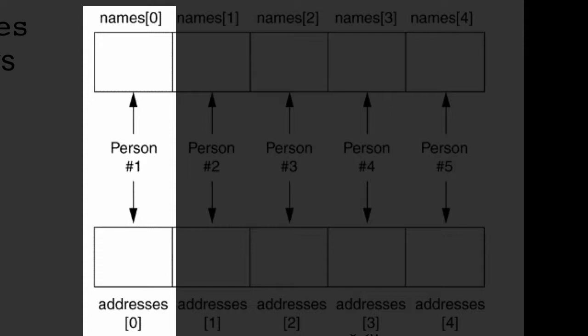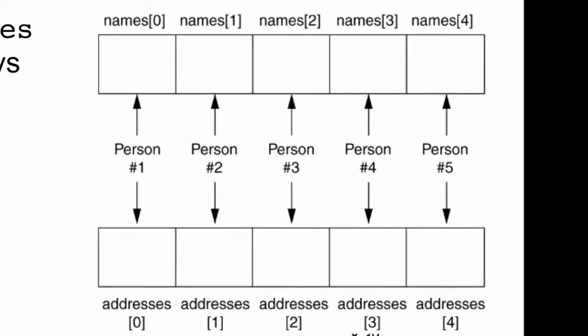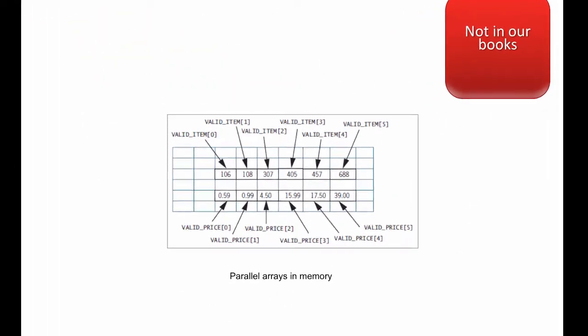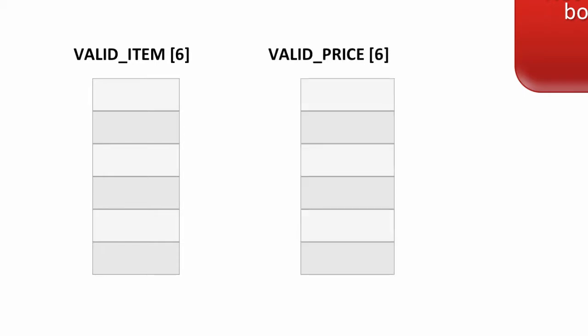What we do is we link them by subscript. Person 1 would have all their information in position 0 or subscript 0 of each one of these several arrays that we had. Here's another example. Here are 2 arrays. They're parallel arrays because the information is actually linked by the subscript. So I'm going to represent this in a different way, and hopefully it'll make it a little bit clearer. I'm going to represent this as the valid item array, 6 elements big, and I'm going to do it vertically. So we've got valid items, and we've got valid prices that go along with those items.